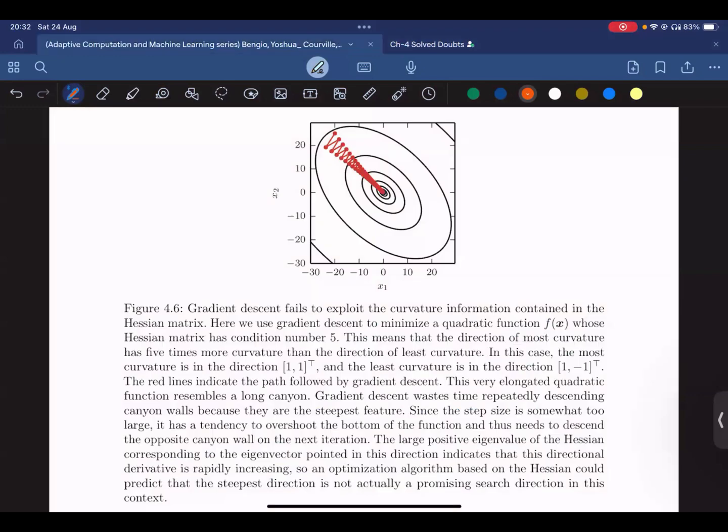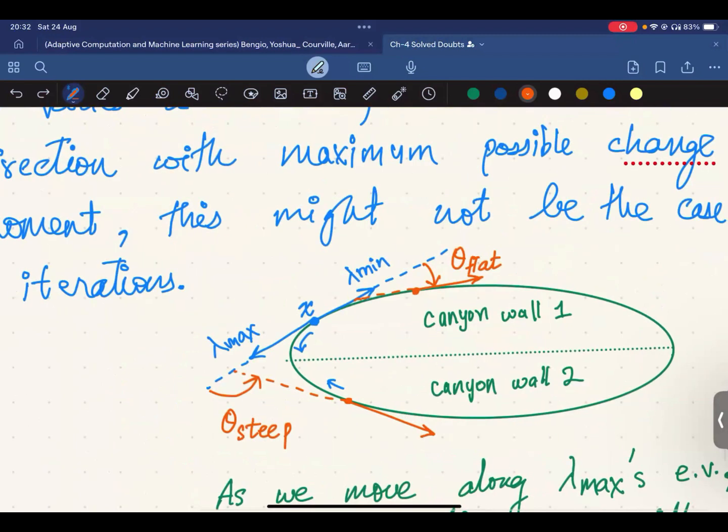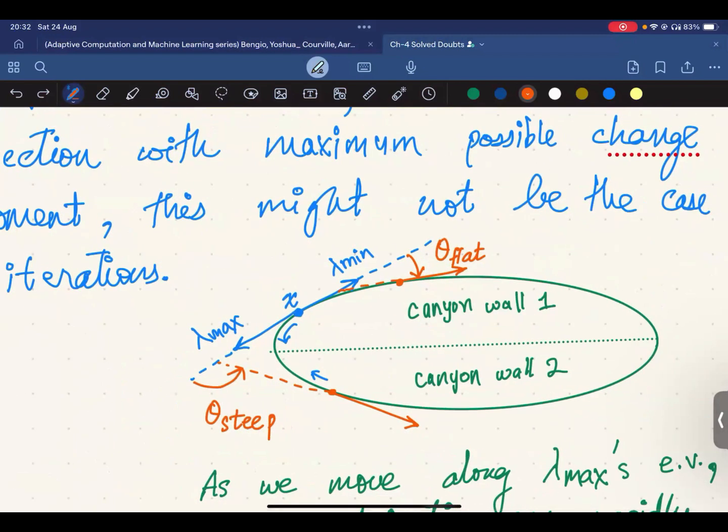So here you can see at this point, I think I've created a diagram. At this point X, if you go towards the down direction, that is in direction of lambda max, the gradient itself is going to change a lot after a few iterations. This information is given by Hessian, and the traditional gradient descent algorithm, where the step size is constant, does not consider the Hessian matrix.